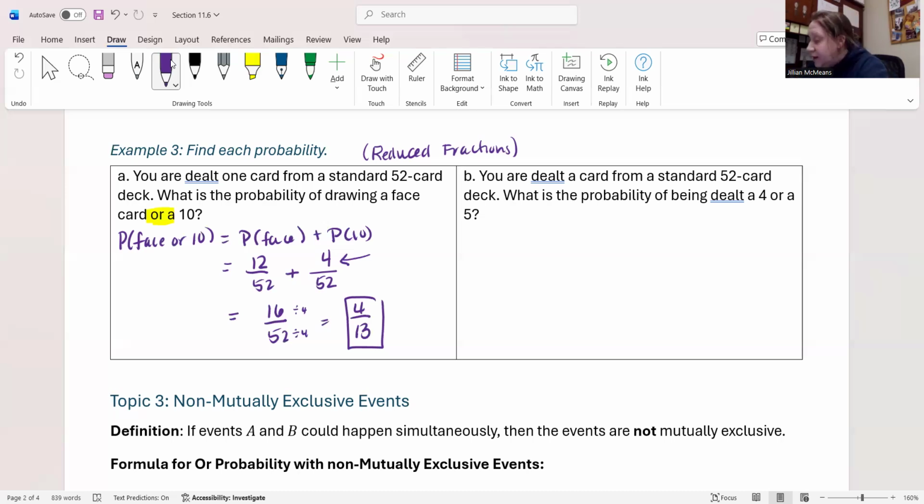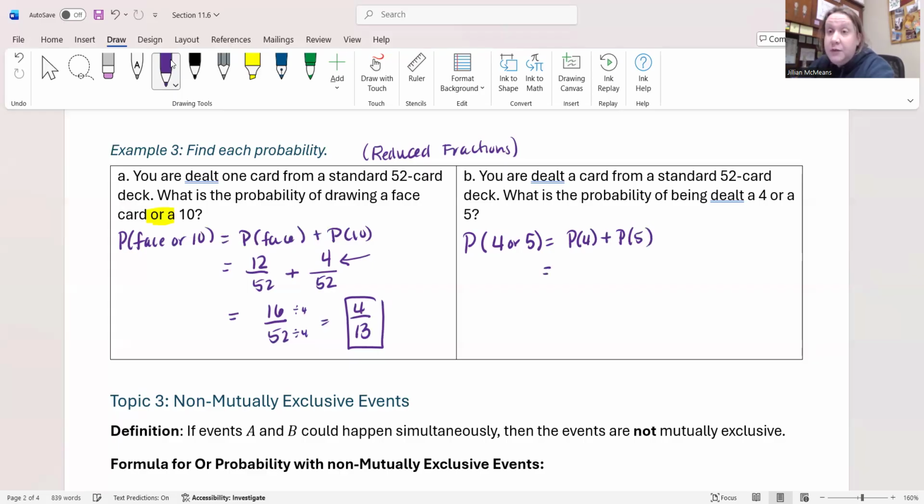Okay. And then finally for this video, it says for part B, you are dealt a card from a standard 52 card deck. What is the probability of being dealt a 4 or a 5? So when you're dealing with a deck of cards, you have cards that have 4s on them, and then you have completely separate cards that have 5s on them. There is no card that is half 4, half 5. There's no mixing of the two. These two events are mutually exclusive. They cannot happen simultaneously. So we want the probability of a 4 or a 5. So that means we want the probability of a 4 plus the probability of a 5.